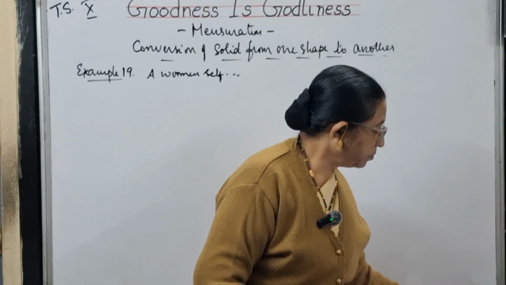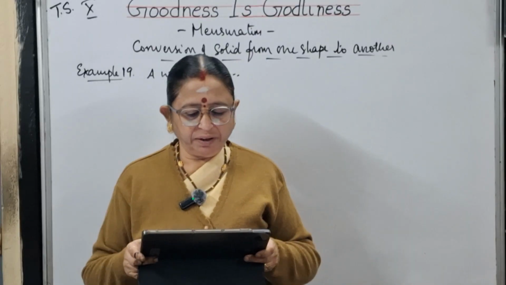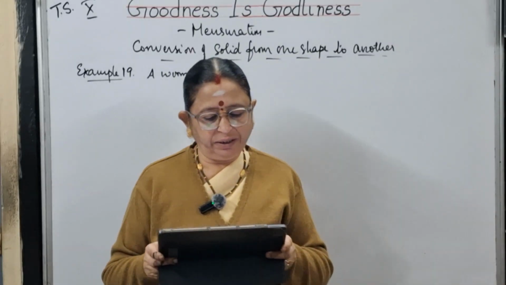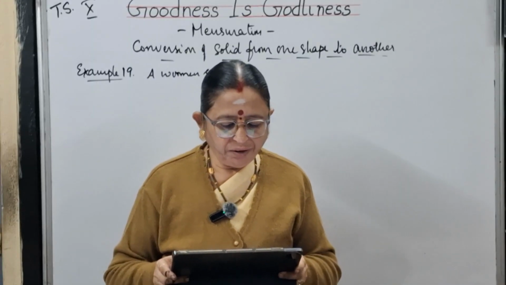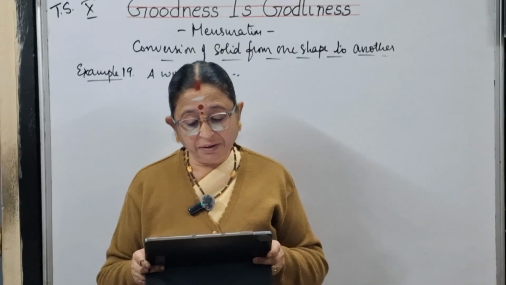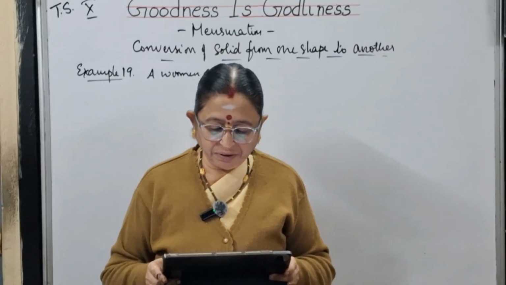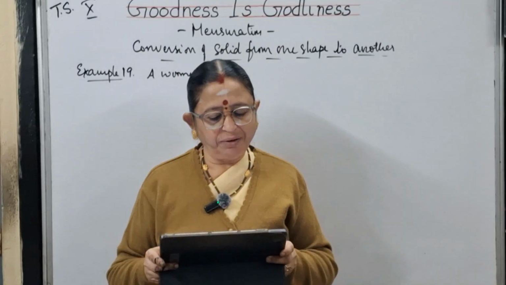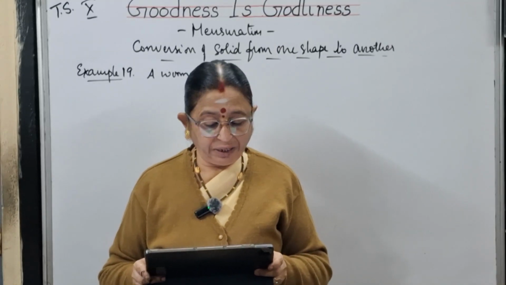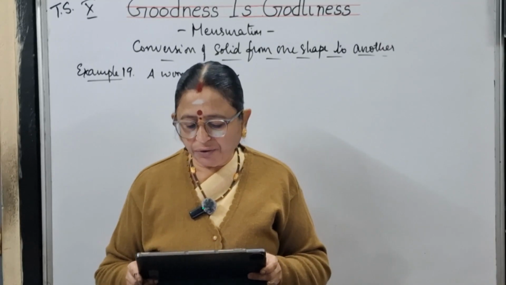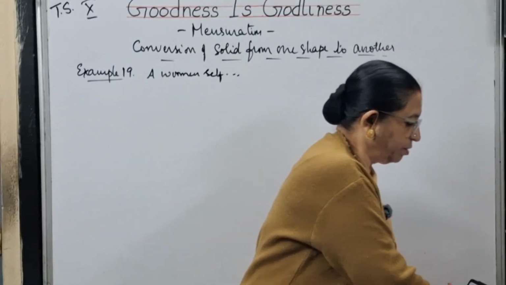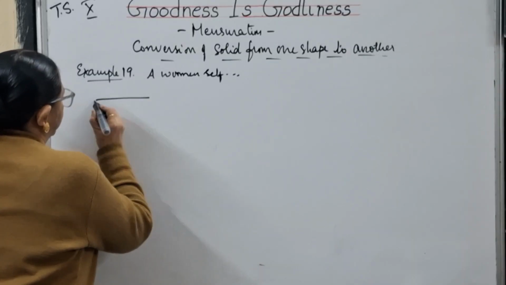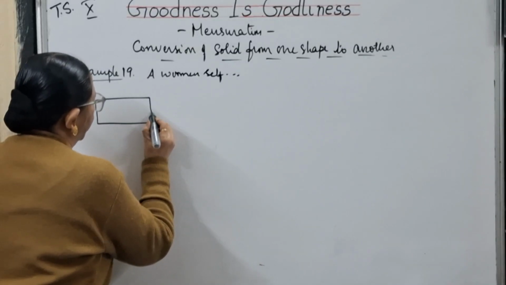Now, next one, children. A women's self-help group, Dwakra, is supplied a rectangular solid wax block with dimensions 66 centimeters, 42 centimeters and 21 centimeters to prepare cylindrical candles, each 4.2 centimeters in diameter and 2.8 centimeters of height. Find the number of candles prepared using this solid. So, there is a cuboidal wax. A big wax block is given to them.